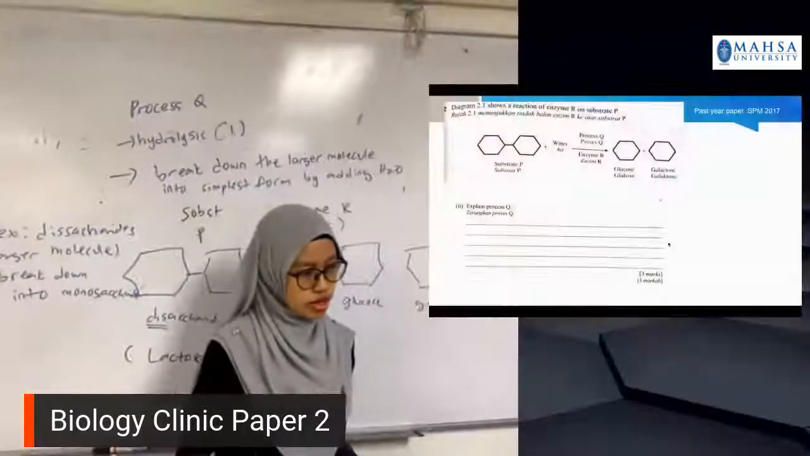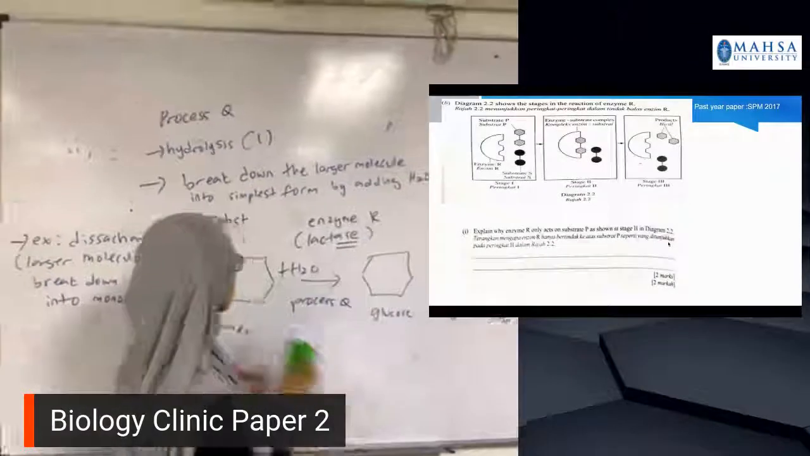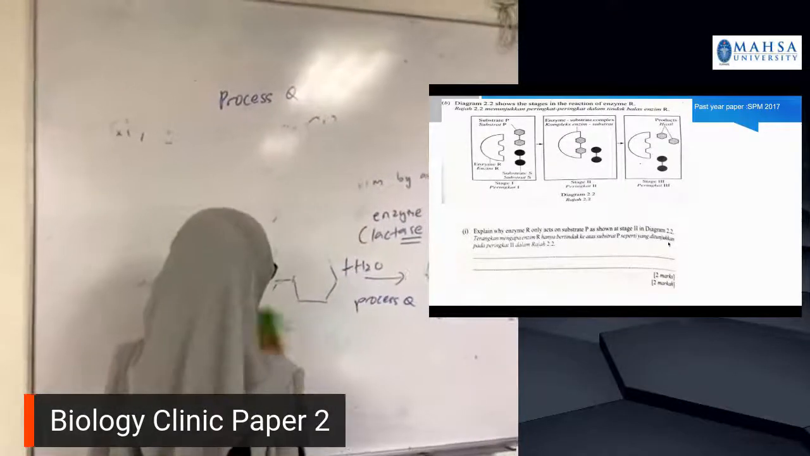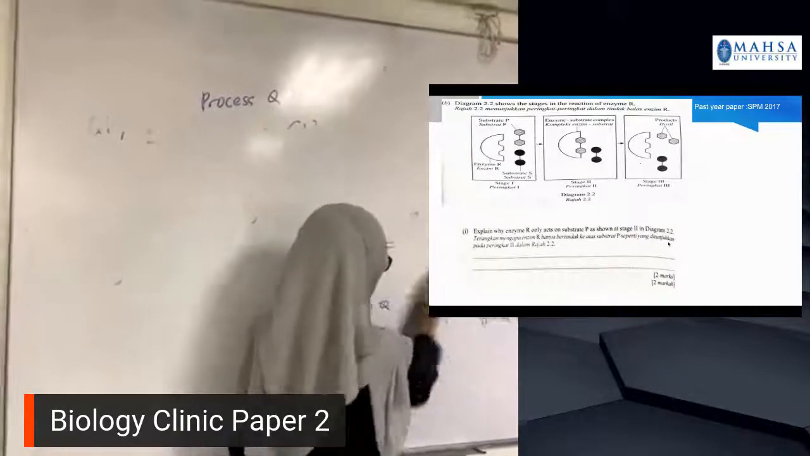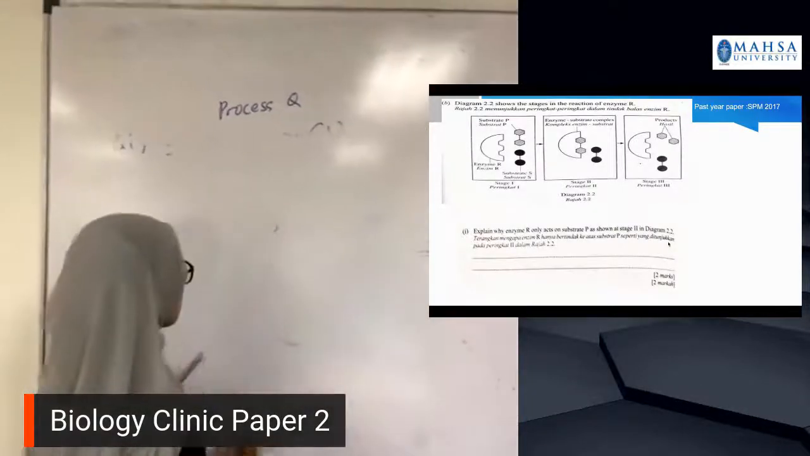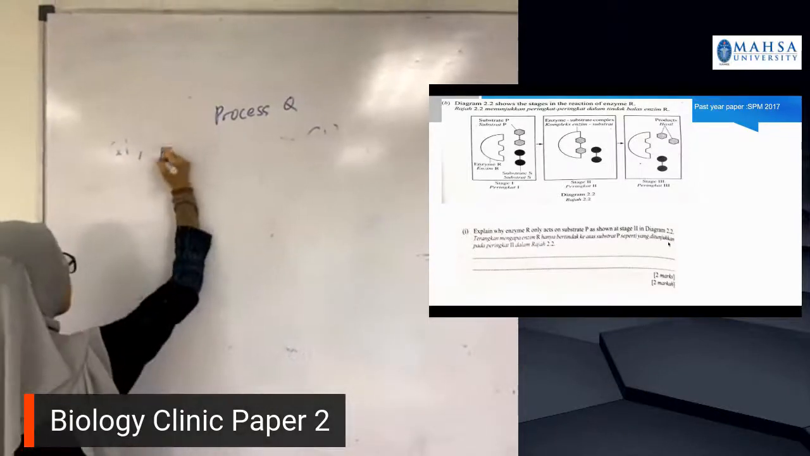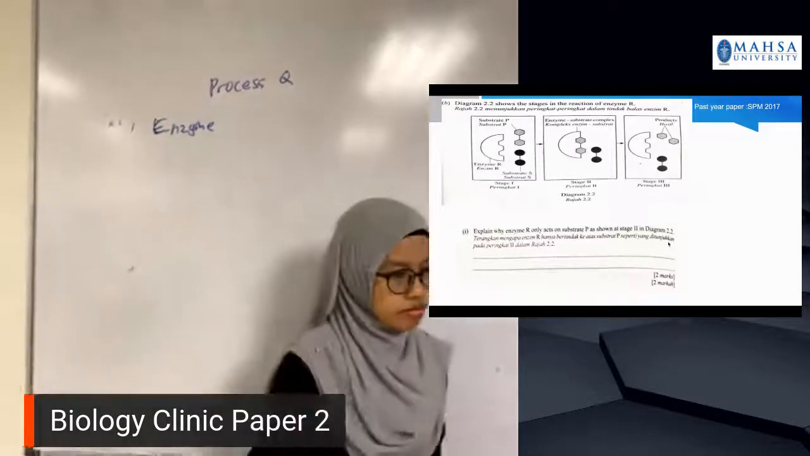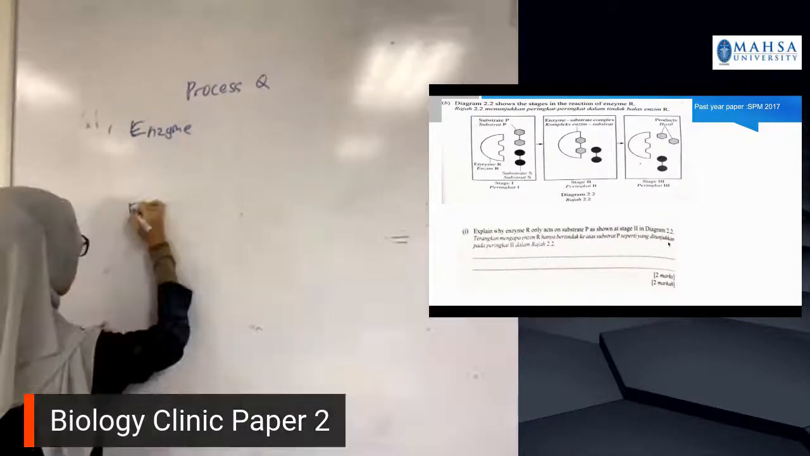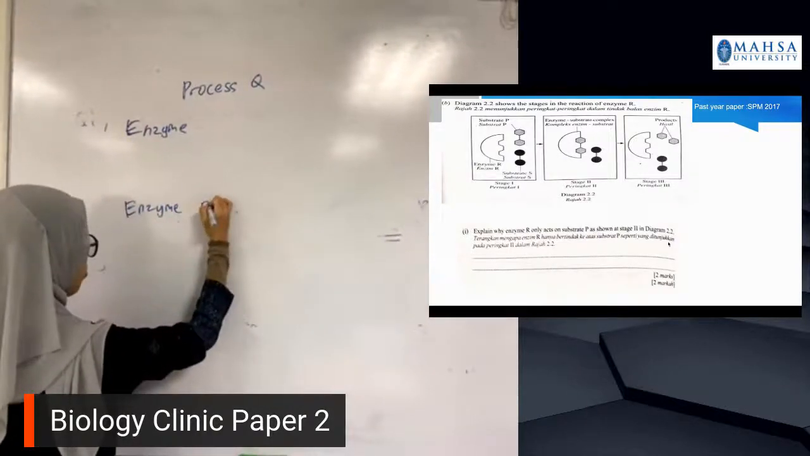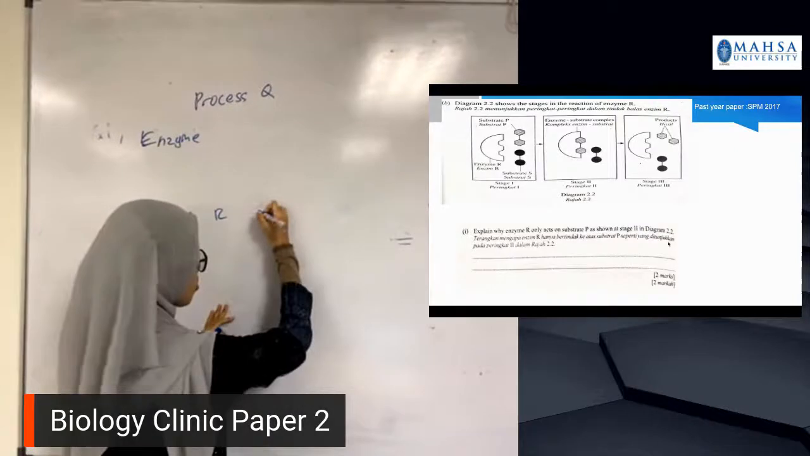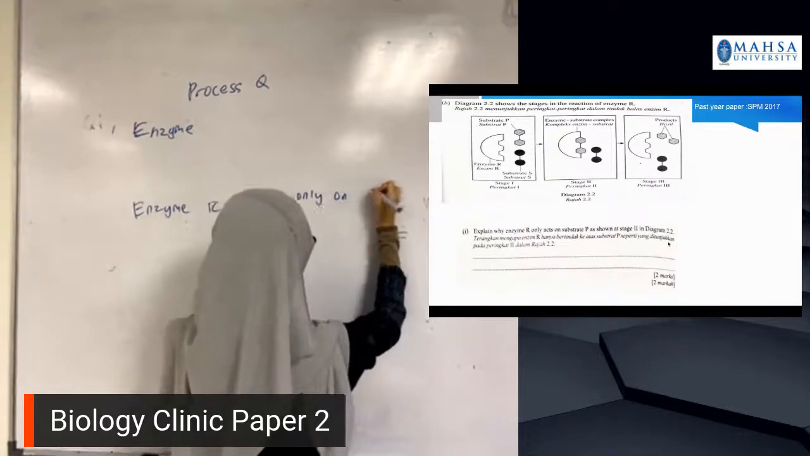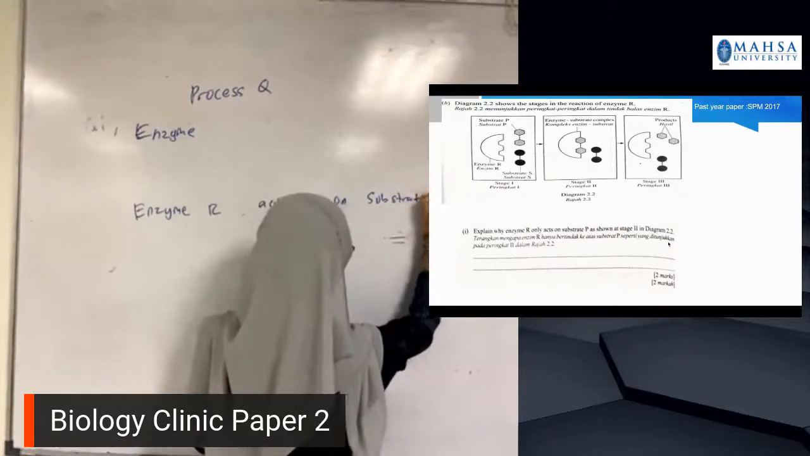Okay, so can we move to the next question? I need to clean up this one first before we go to the next question. Basically, the next question is related to enzyme. Alex, can you read the question for me? Explain why enzyme R only acts on substrate P as shown at stage 2 in diagram 2.2.